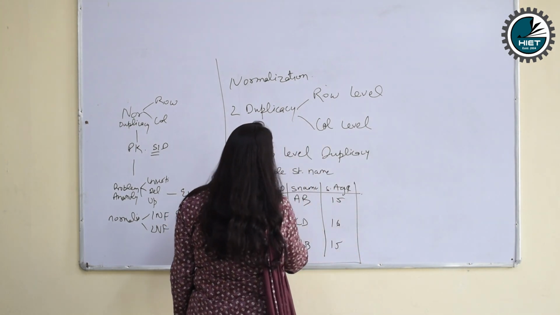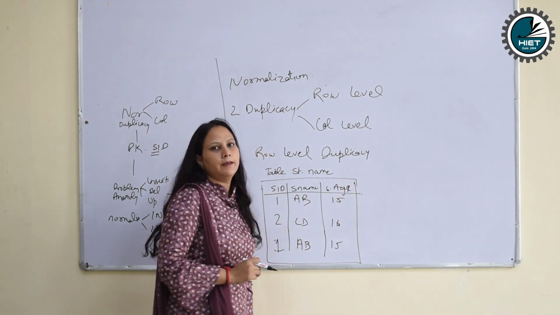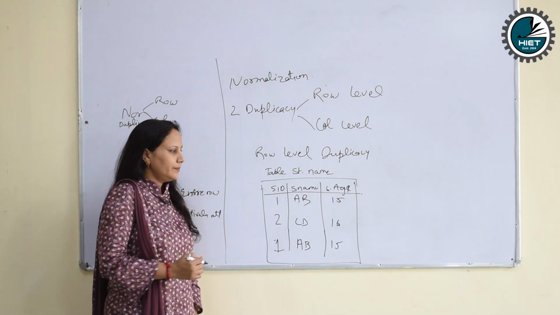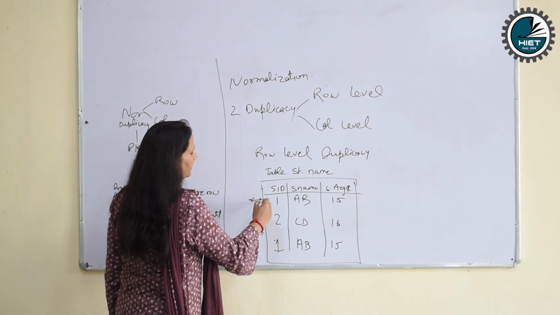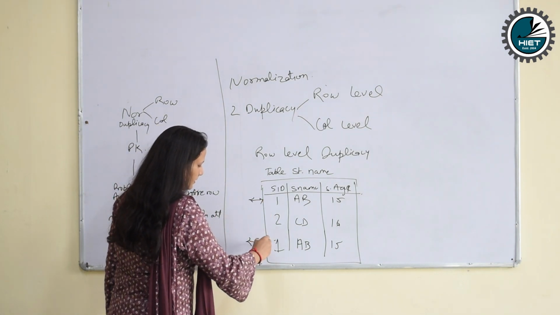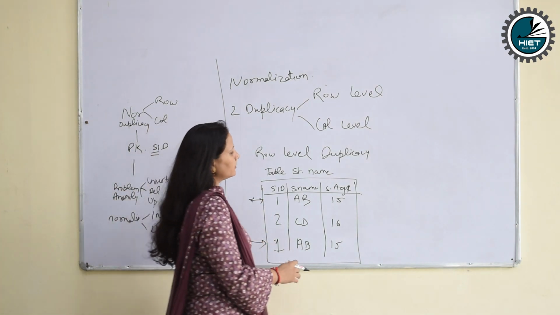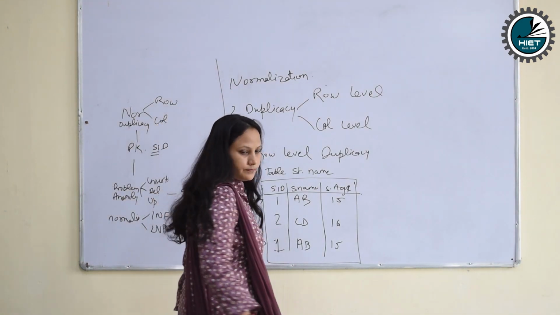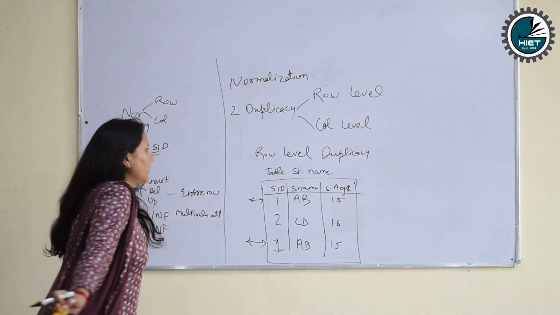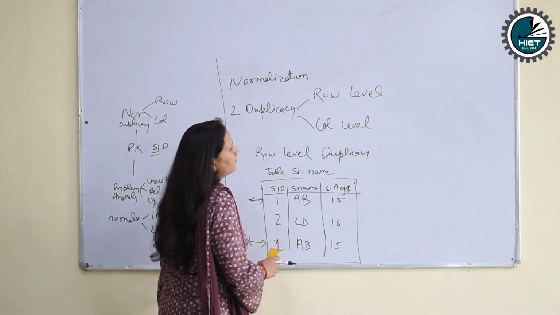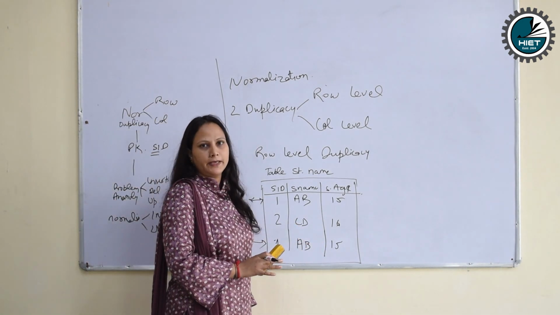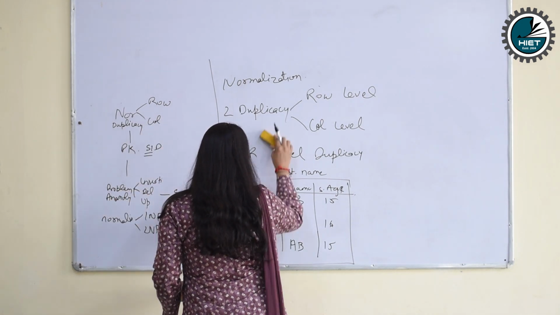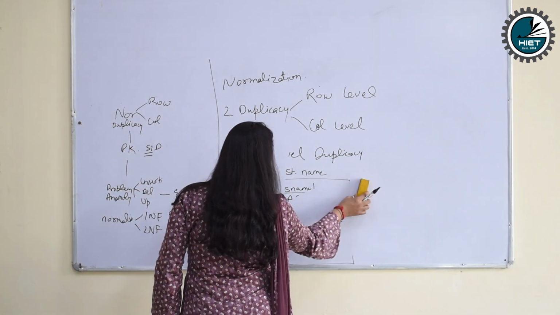So in this table it is clear that there is a row level duplicacy. It means this is repeating twice. Okay, so this is a row level duplicacy. And in the same way we have a column level duplicacy. So to avoid this we use normalization.